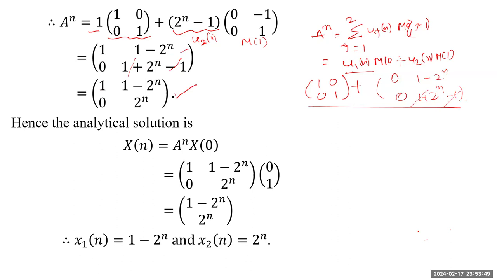So what is our analytical solution? That is x of n equals A to the power of n times x of 0. This is my A to the power of n, and the initial condition is 0 comma 1.